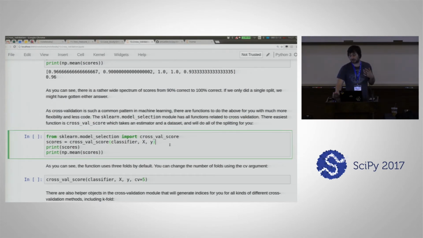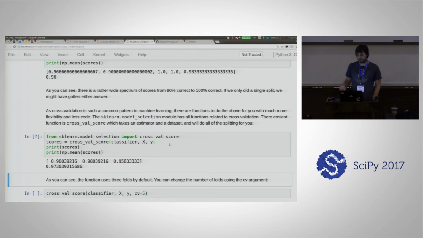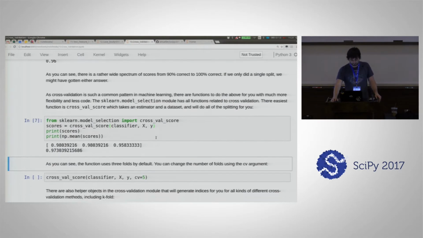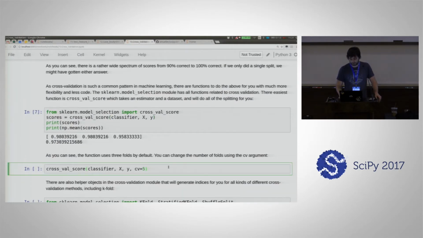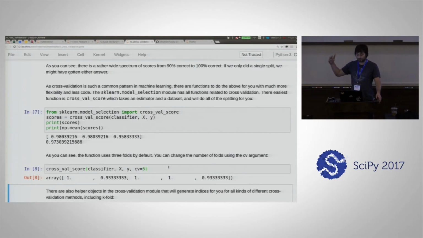Because this is such a commonly used method, clearly we have a function for this in scikit-learn, which is called cross_val_score in the model selection module. The cross_val_score function takes a classifier, here an instance of our k-nearest neighbors, and the data X and the labels y. Then it computes the cross-validation accuracy. By default, it uses 3-fold cross-validation. We can set cv equal to a number and do 5-fold or 10-fold or whatever fold we want.